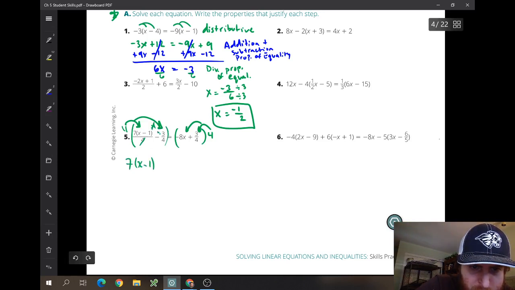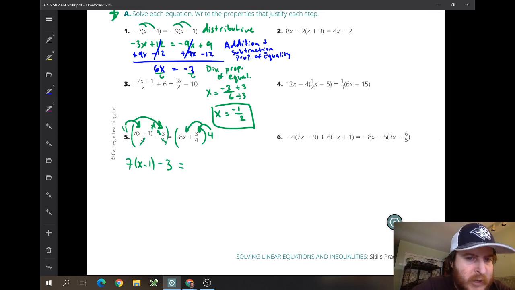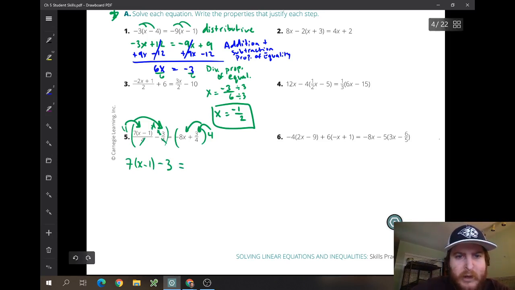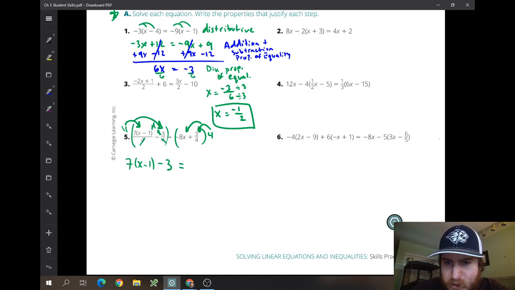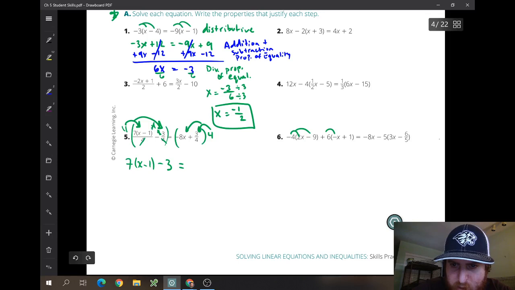And here when I multiply by the 4, I'm trying to get rid of the fraction, so I'm going to get left with minus 3. Then on the right side, I think it's a little easier. I think you can do that on your own, but that should help you out with number 5. On something like number 6, you're just going to want to distribute everything. So that's getting you started on this one.